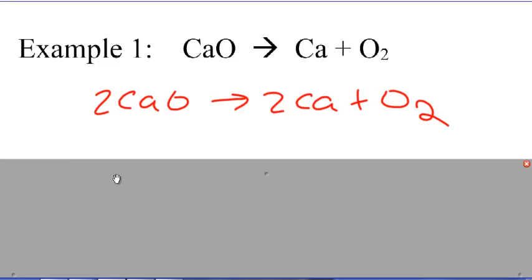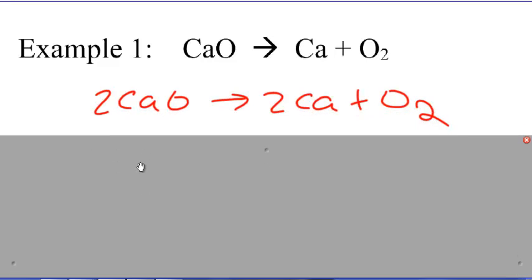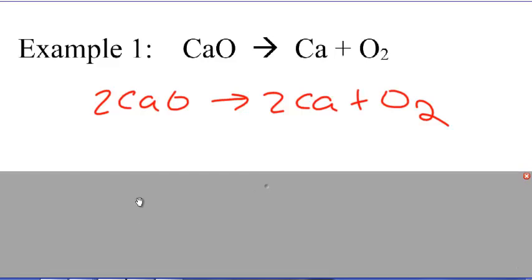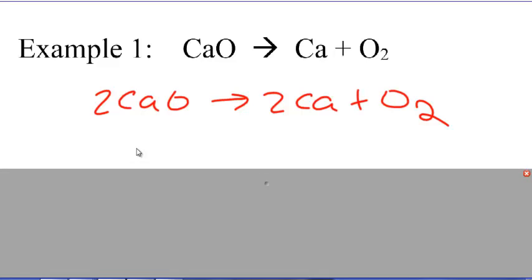Here's your first chemical equation. Notice that this equation is already balanced. Because there were two oxygens, we put a 2 in front of the calcium oxide, gave 2 calciums, so I'm going to put a 2 in front of the calcium.